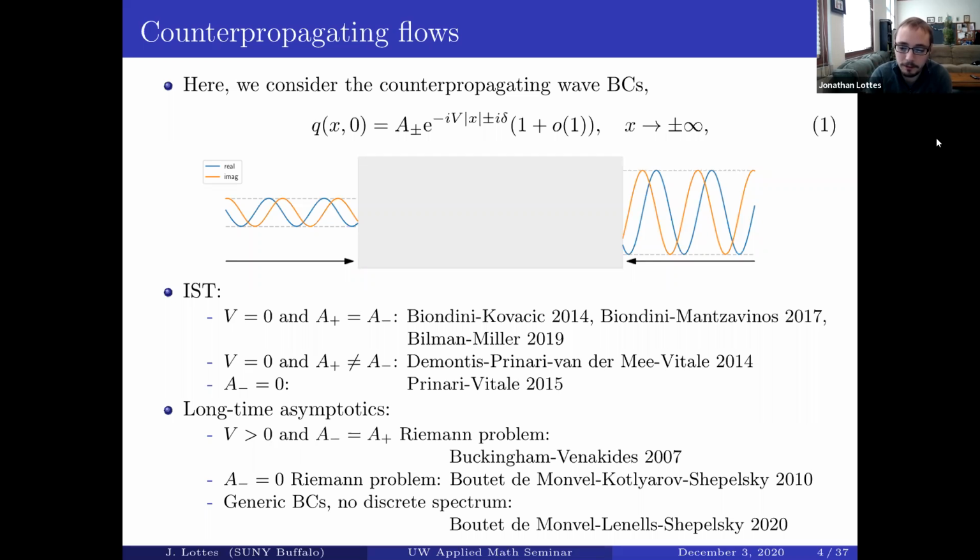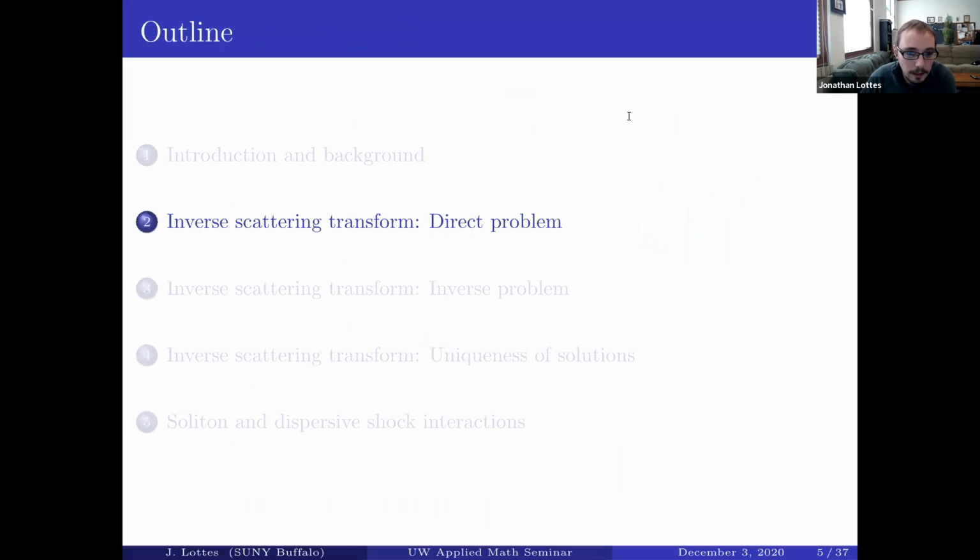And then very recently, I think in May, the first of these papers appeared. Boutet de Monvel, Lenells, and Shepelsky set up the IST for generic counterpropagating wave boundary conditions, the same as here, and then went into the long-time asymptotics, assuming no discrete spectrum. And that happened independently of our own development of the IST for these conditions. So I'll try and highlight some of the different things that we go into.